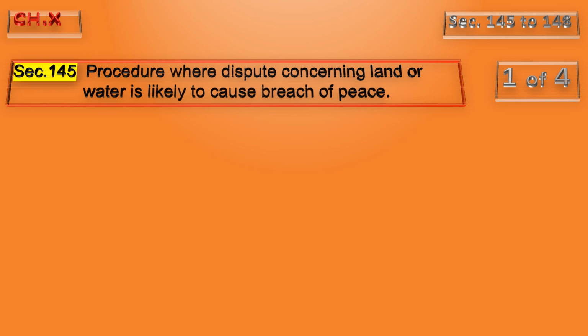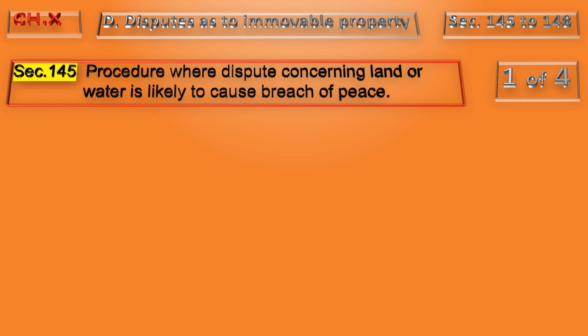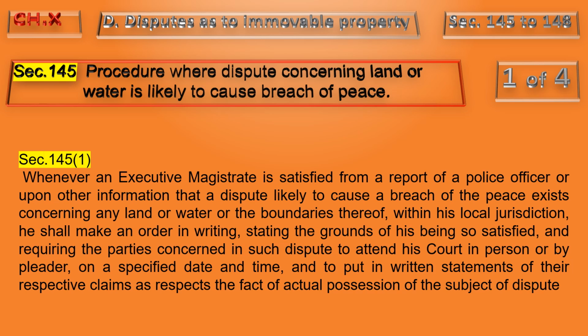The first point of the topic, disputes as to immovable property, is the procedure where a dispute concerning land or water is likely to cause breach of peace, as per the provision of section 145. Before I start section 145, let me tell you it has 10 subsections. So I will try that you don't get bored while covering all the 10 subsections.